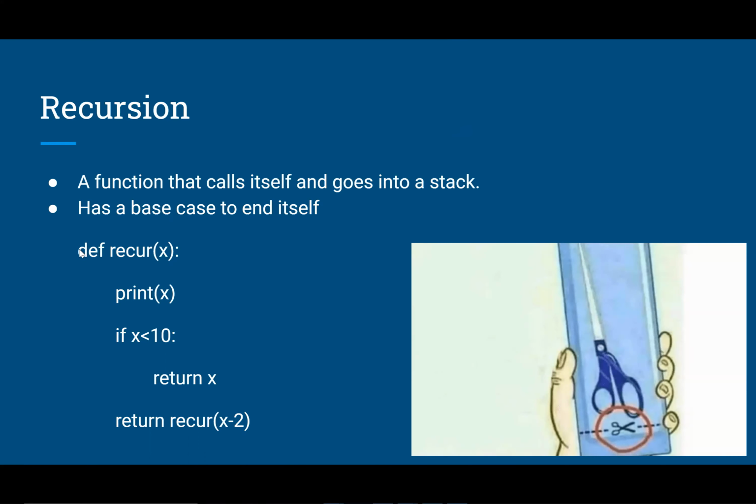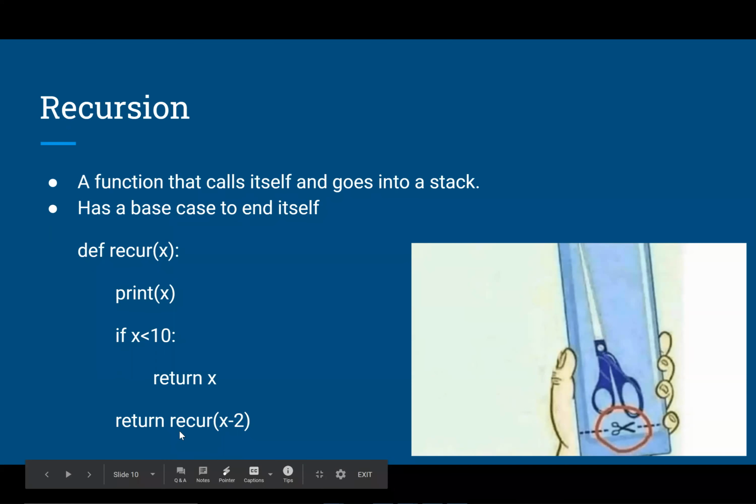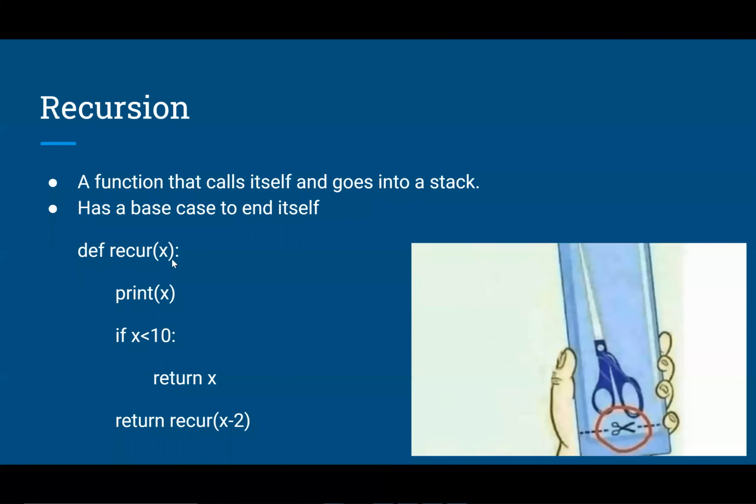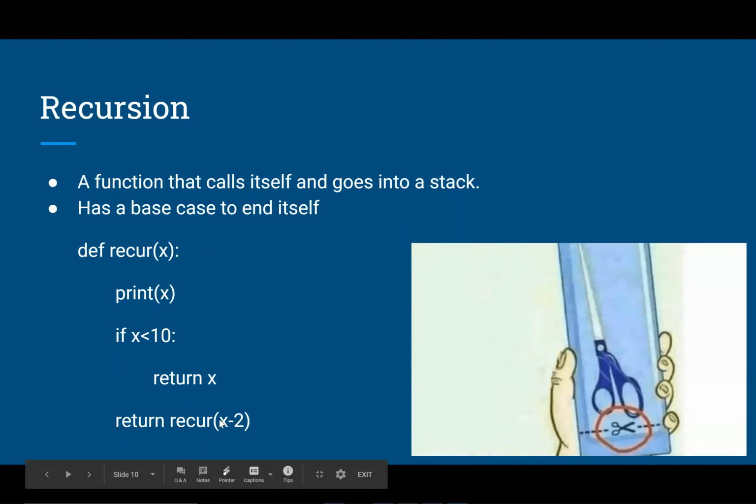So if we had a function called recur, which is a recursive function, what it does is it will call itself. So here we have the function recur, and at the end, we're calling the function again inside the function. So we have a function called recur, and then we're calling the function recur in the function recur. Okay, so let's walk through it.